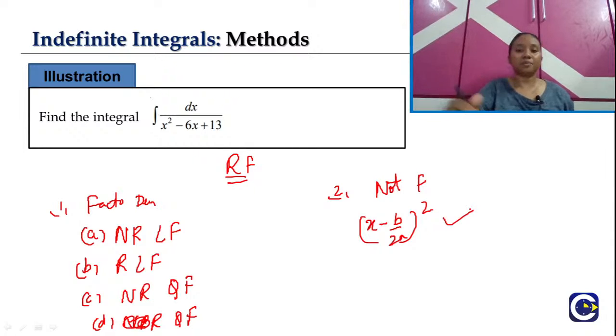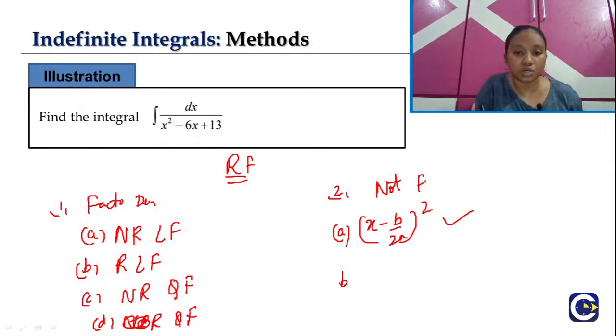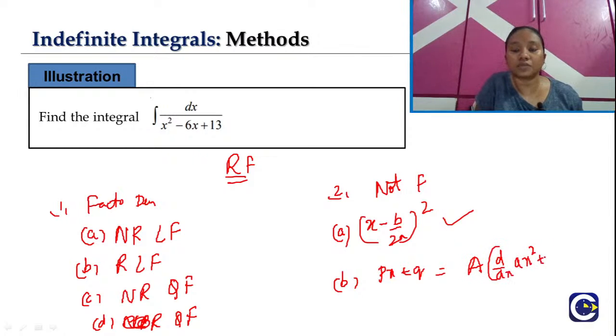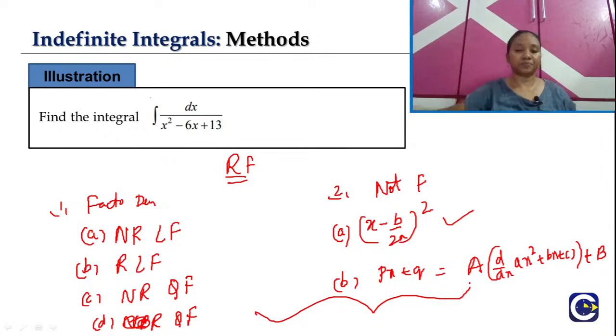And the second type, if our numerator is having px plus q, we'll be writing px plus q in terms of capital A into the differentiation of the denominator, that is ax square plus bx plus c, differentiation of this, plus capital B. So this is our overall recap of what we have covered in our integration of rational functions.